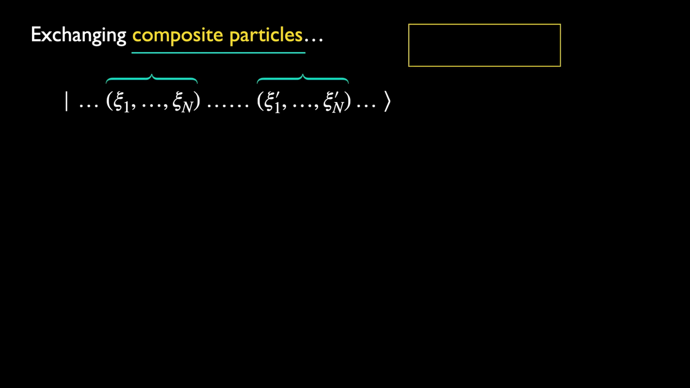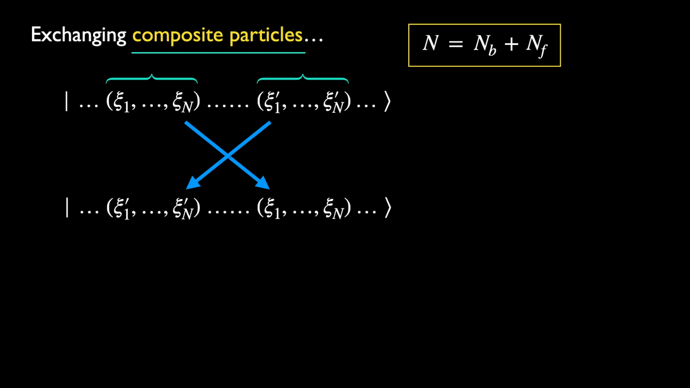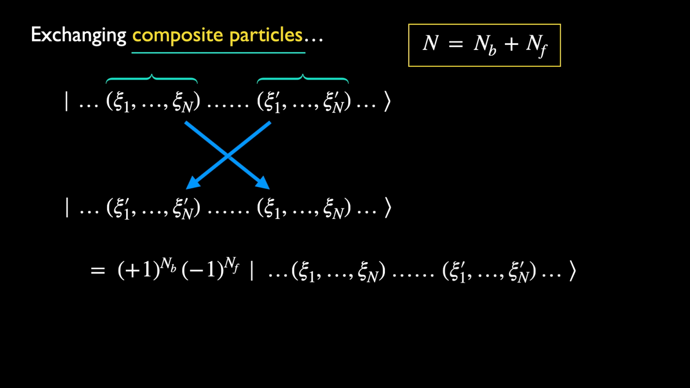What about a composite particle that is composed of n particles? Nb of them are bosons and Nf fermions. What happens when we exchange two such composite particles? We would pick up signs from the constituent bosons as well as the fermions. The overall sign from such an exchange depends solely on the number of fermions within the composite particle.